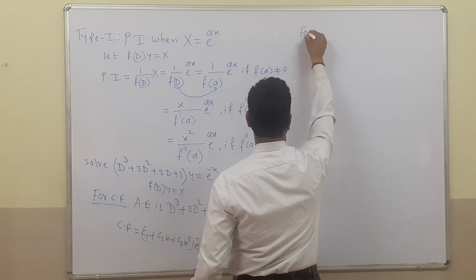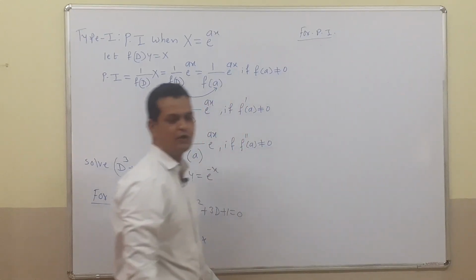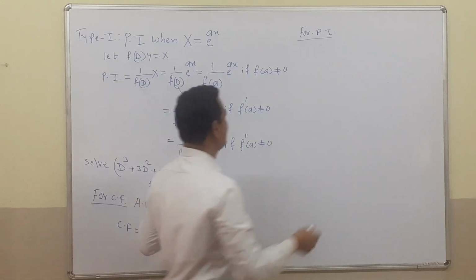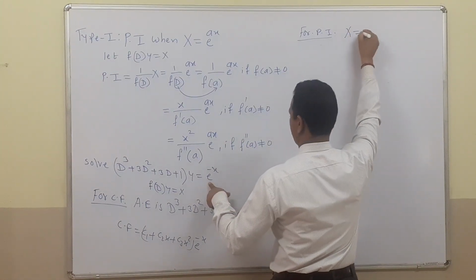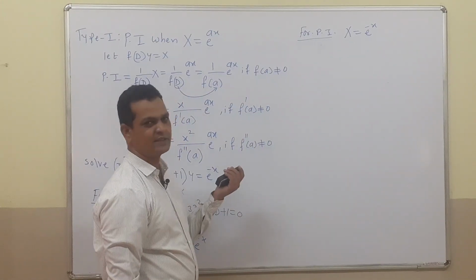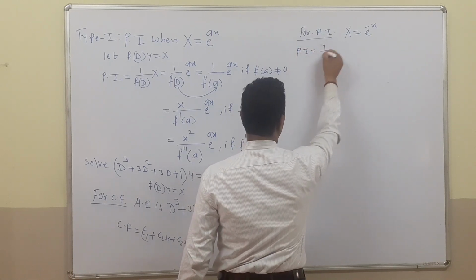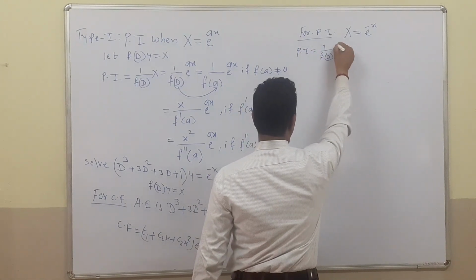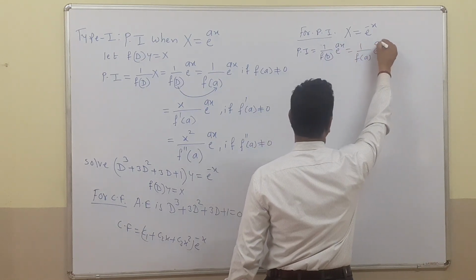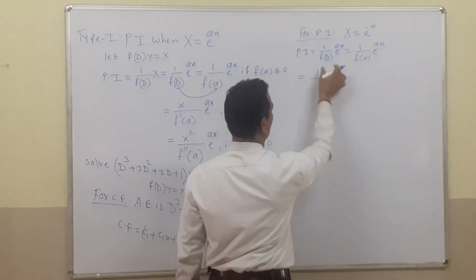Now for particular integral, whenever we find the value of particular integral of any equation, first check the value of right hand side capital X. So what is the value of capital X here? So value of capital X is e raised to minus x. So capital X is e raised to minus x, that means this is an exponential function. So particular integral is equal to 1 upon f of d e raised to ax is equal to 1 upon f of a e raised to ax. This formula is applicable.